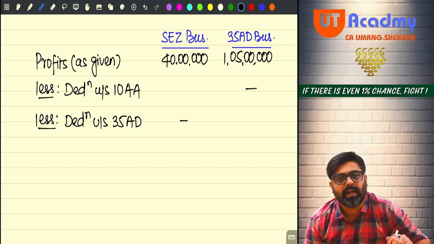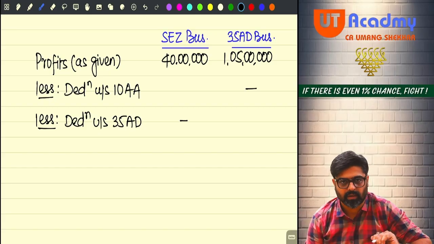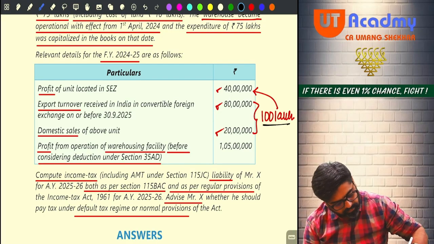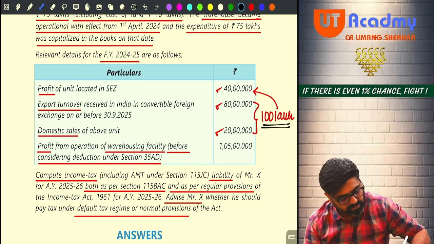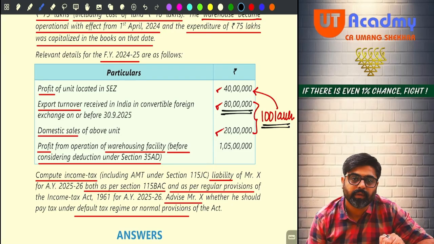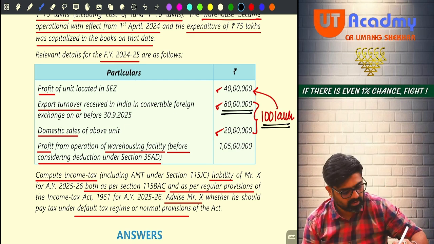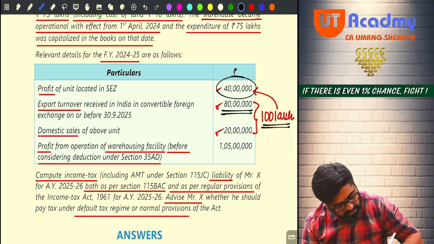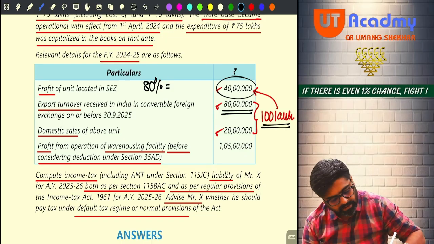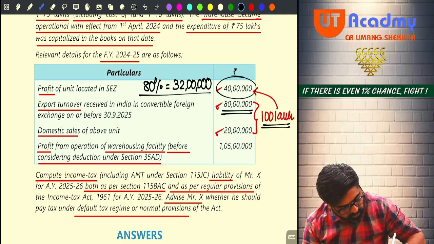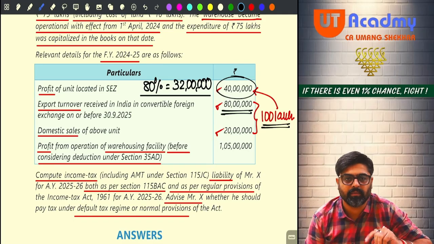Now tell me, if you are going to calculate the 10AA deduction, out of the total turnover, 80 lakhs turnover is what? 80 lakhs turnover is export turnover, meaning 80% of the turnover is export. So out of this, 80% will be your export profit, no? Tell me how much 80%? 32 lakhs.